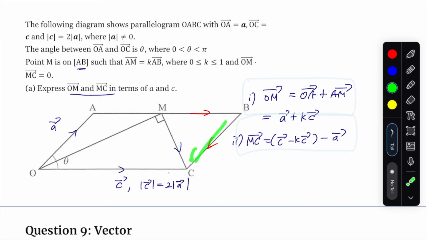So for this one, it's going to be -A. Yeah, so that's how we can simplify it. But every time we get a simple common vector, please group them. So it's going to be, what is it? 1 minus k c vector. That is how we can also write that first term.